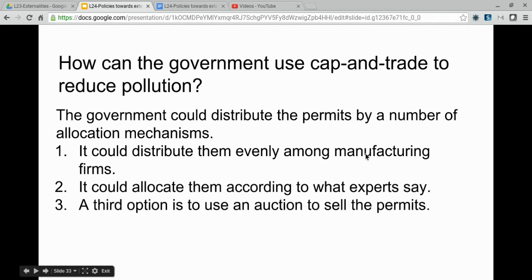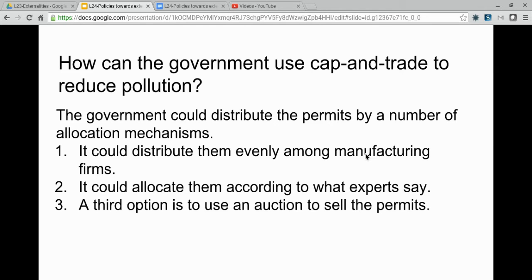It could distribute them evenly among manufacturing firms. It could allocate them according to what experts say is needed, with more permits going to firms and industries that both emit large amounts of carbon and cannot reduce emissions easily, and fewer permits going to firms or industries that either emit little carbon or can reduce emissions easily. A third option is to use an auction to sell the permits. This option creates revenues that the government could use to compensate bystanders hurt by the externality.